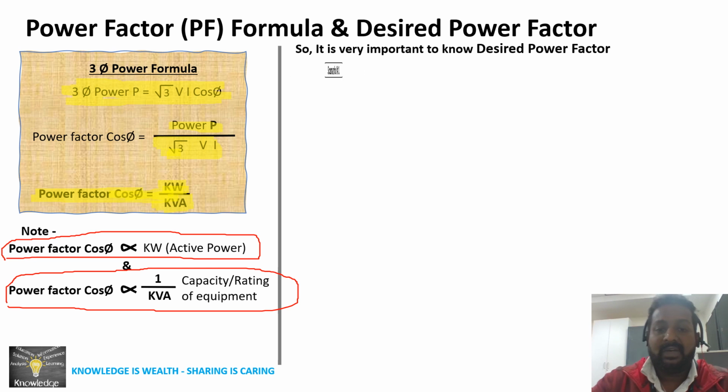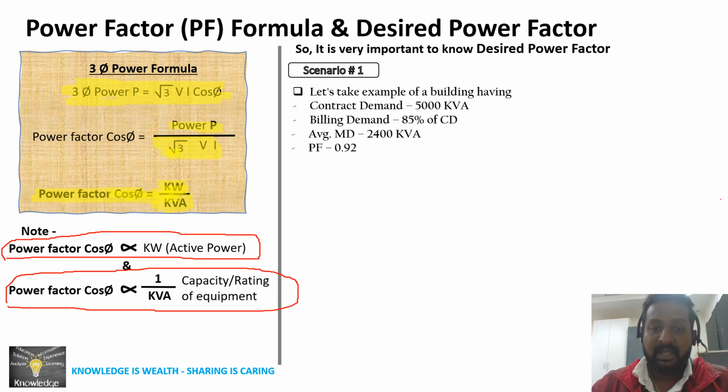So let's take one scenario, with the basic information which is available in any building, like contract demand, billing demand, average maximum demand, or maximum demand and power factor. Let's take one example and derive. Let's say one building has a contract demand of 5000 kVA and the billing demand is 85% of CD. Earlier in Karnataka, it was 75% of contract demand. Very recently, in a year or 2 years, it has been increased to 85% of contract demand.